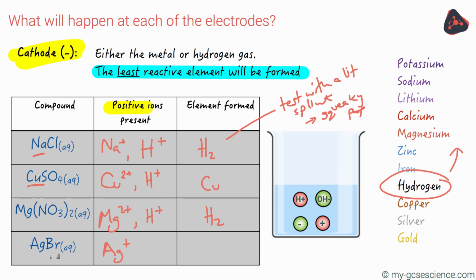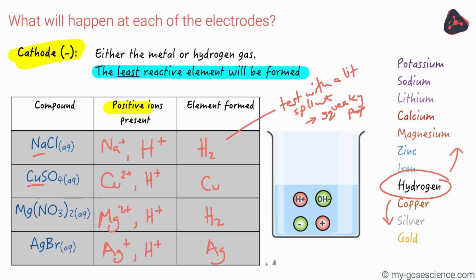This means that overall, to make a neutral compound, the Ag must be 1+. So we have the Ag, the silver, and we have H+, which is the hydrogen. Looking at the reactivity series, silver is less reactive than hydrogen, so the silver must be the element formed. So you can see here that if the ionic compound contains a reactive metal, then hydrogen will be formed at the cathode, and if the ionic compound contains a less reactive metal, then the metal itself will be found at the cathode.